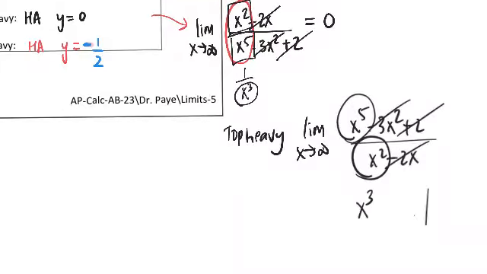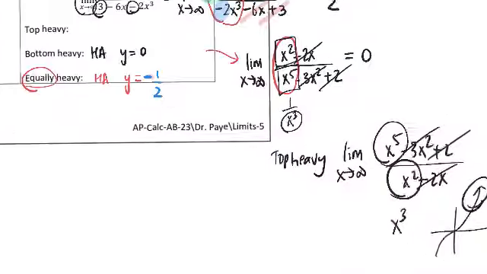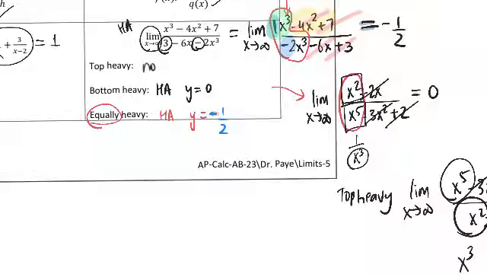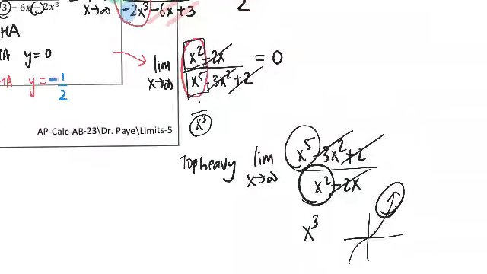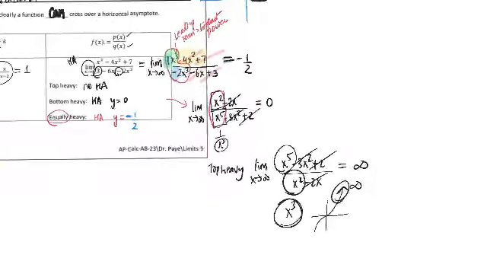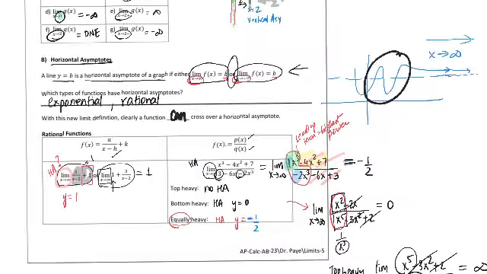X cubed is a function that we know does this, right? So it's growing without bound. It has no horizontal asymptote. And with the limit language, we would say this limit is equal to infinity, because as x gets bigger and bigger, x cubed is going to go off to infinity. Okay, so that's how you look at rational functions.